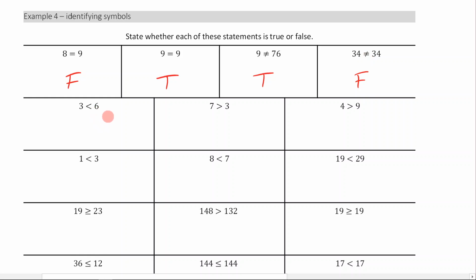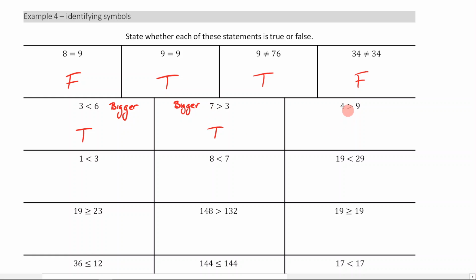Here, 3 is less than 6. That's true. The other way you can determine that it's true is that 6 is my bigger number and it's eating the bigger number. 7 is greater than 3. That is true. The other way of knowing that it's true is that in this case, 7 is bigger and my sign is eating the bigger number.